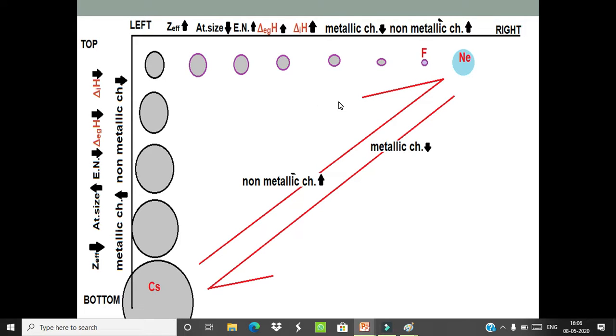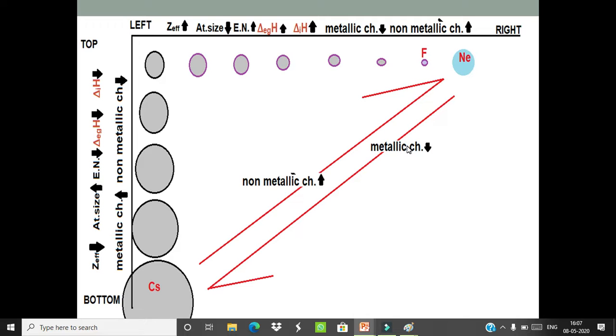Another important thing that we conclude from this tutorial is that fluorine is the most electronegative element, while cesium is the most electropositive element in the periodic table. These are some important conclusions that we made. Diagonally, we can also compare the metallic and non-metallic character. If we move from cesium to fluorine diagonally, then non-metallic character increases due to the increase in electronegativity or effective nuclear charge. And from fluorine to cesium, metallic character increases.